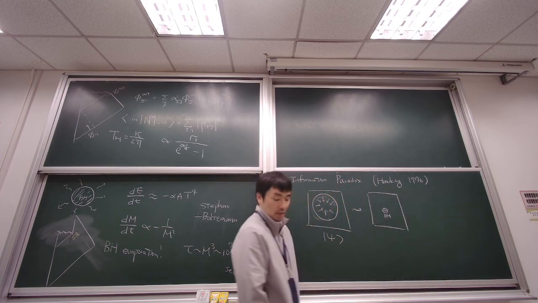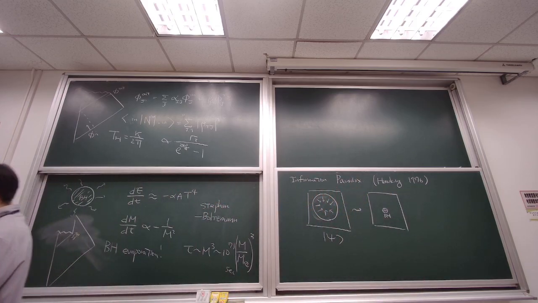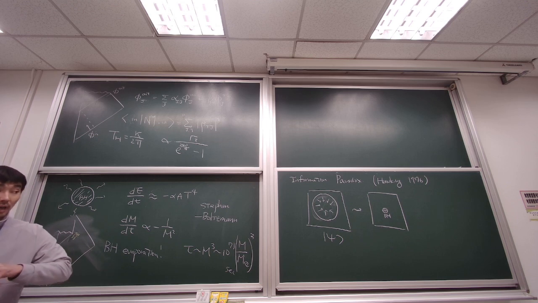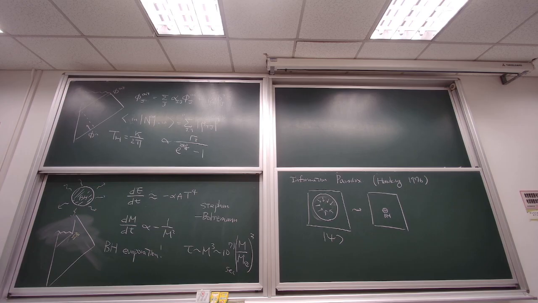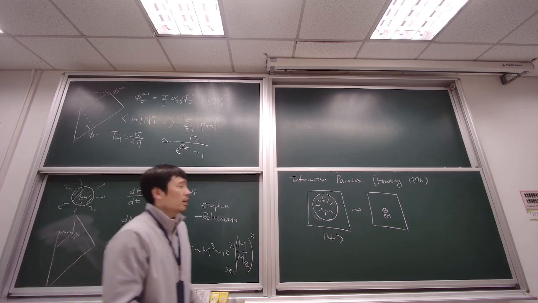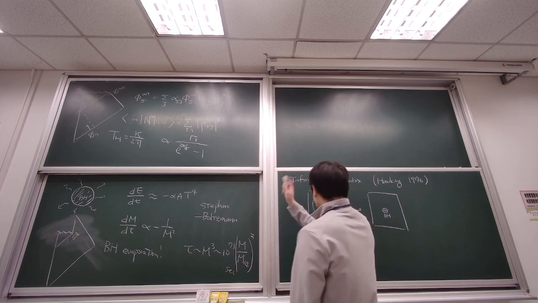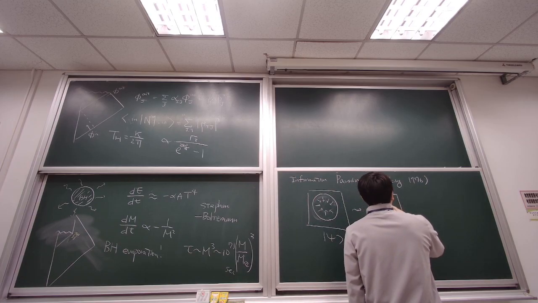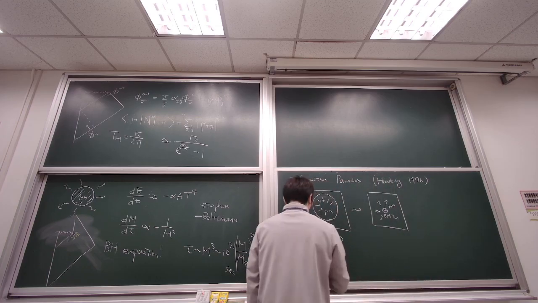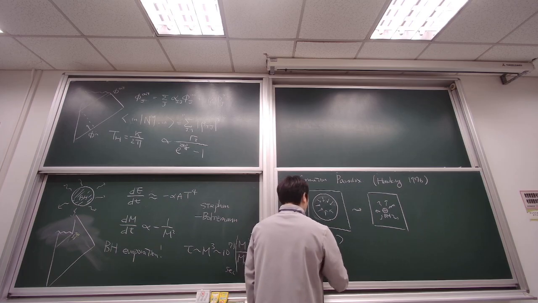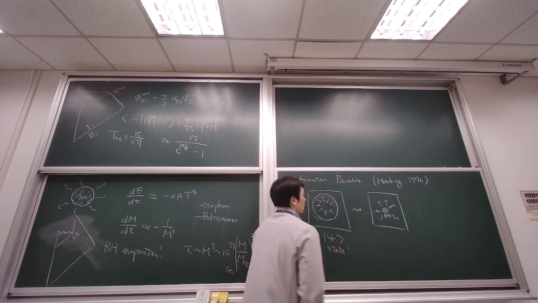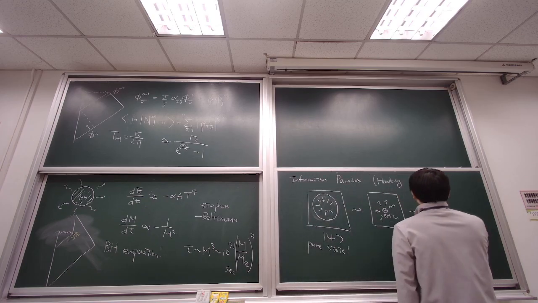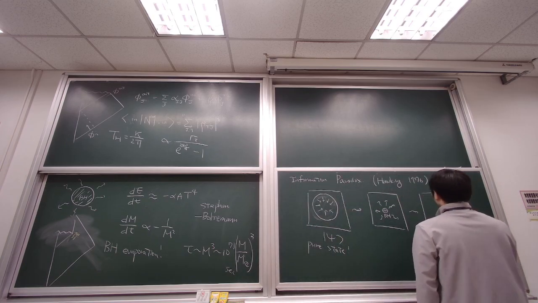A Gedanken experiment. Of course, this will never happen in reality, but as a Gedanken experiment, one can consider such a thing. And this black hole, if you apply Hawking's argument, will emit thermal radiation. By the way, this is a pure state. I'm going to explain what the pure state means later.